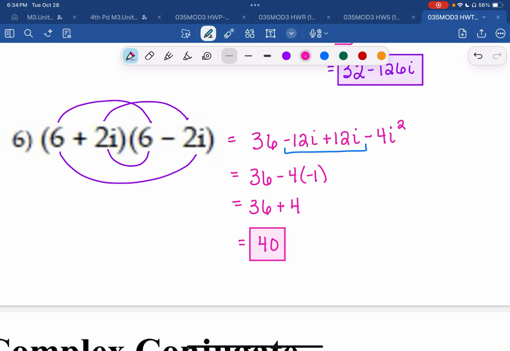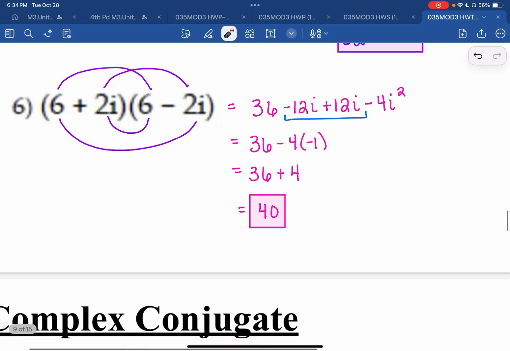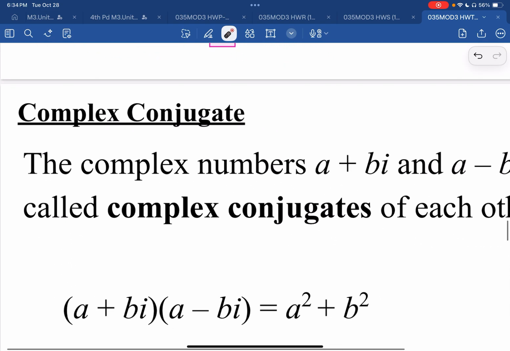Okay. And so if you notice here, the middle term canceled. It went away. And then I also want you to notice a couple things that we're going to talk about in this next slide. If you look at our terms, we've got 6 plus 2i, 6 minus 2i. These are the same. The only difference is this sign here. And so that leads us to the complex conjugate.